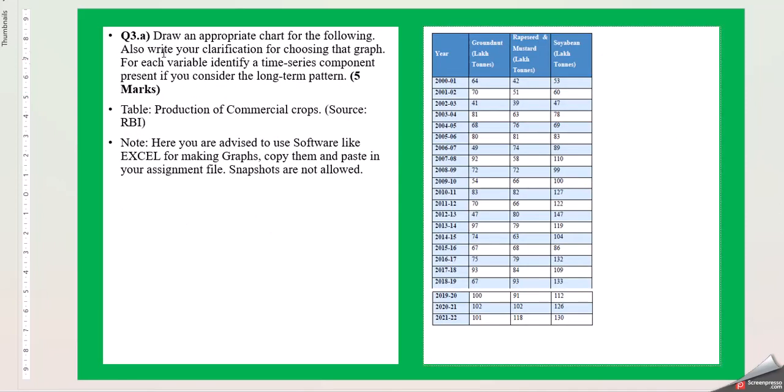Moving to the next question. Draw an appropriate chart for the following. Also write your clarification for choosing that graph. For each variable, identify the time series component present if you consider the long-term pattern.